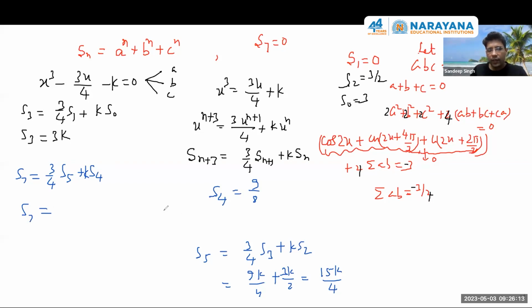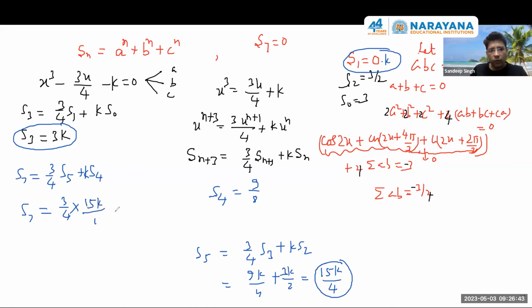So what is going to be S7? Can you observe this? All of the odd exponent summations are multiples of K. See, S1 is 0 into K. Look at S3, to the extreme left, it is 3 times K. Look at S5 at the bottom, it is 15 by 4 K. And now S7 is 15K by 4 plus 9K by 8. So they are multiples of K, correct? Some multiple of K only.